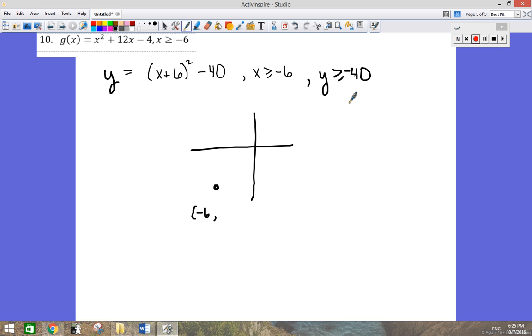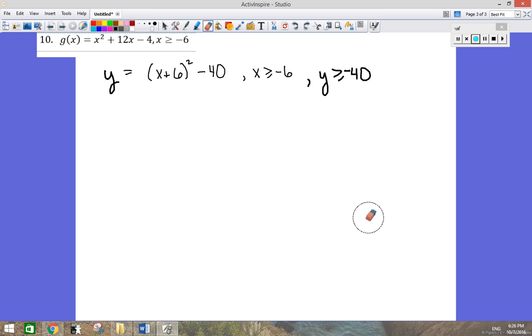Negative 40. And it was the right half of that parabola. It was like that. So I can look at that and say, hey, all of these points on my graph all have a y coordinate that's bigger than negative 40, so that's my range. I need that because now the idea of an inverse is going to switch the domain and the range.